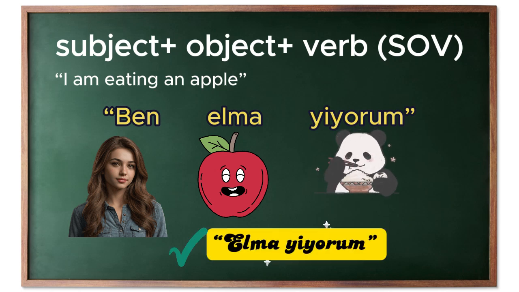However, in many cases, the subject is often implied rather than stated explicitly, especially in spoken Turkish. For instance, Elma yiyorum, which means I am eating an apple, is perfectly natural and understood even without saying the subject word ben. But don't worry, you'll get used to this order in time.